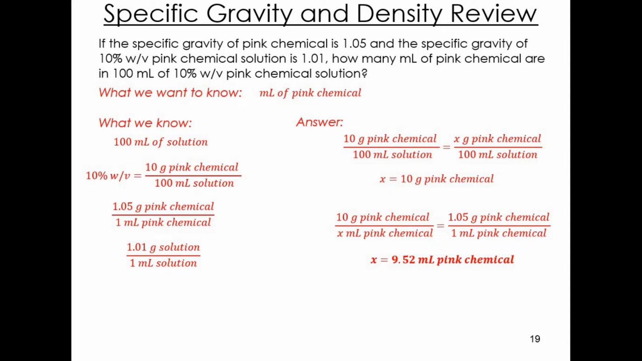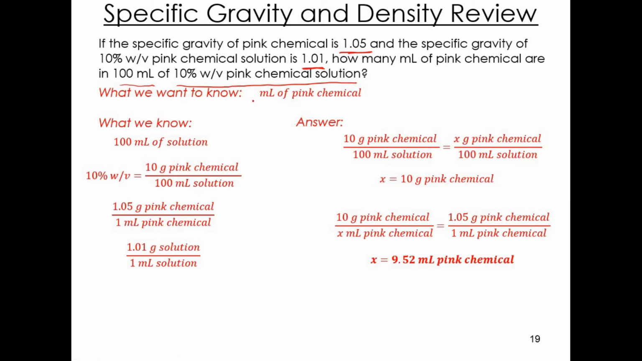If the specific gravity of a pink chemical is 1.05 and the specific gravity of the 10% pink chemical solution is 1.01, how many mL of pink chemical are in 100 mL of 10% weight per volume pink chemical solution?